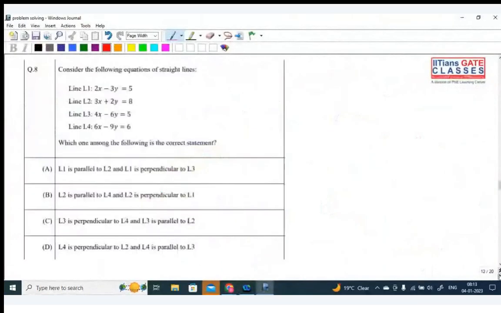Okay, so now a very good question which was asked in the GATE examination. Consider the following equation of the straight line. There are a few straight lines given. Everybody knows the straight line equation is y equal to mx plus c, if it is not passing through origin. How can you check whether it is passing through origin? Just put x equal to 0, y equal to 0, and it is not equal to 0. So which of the following is correct?